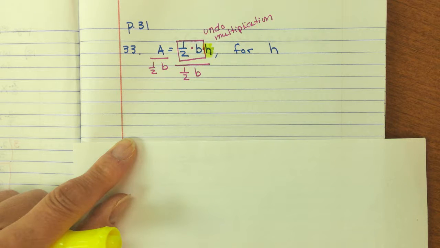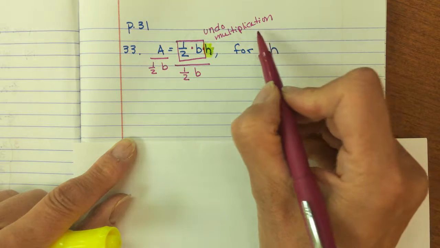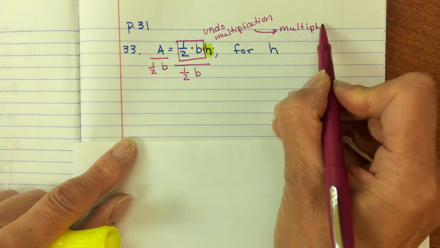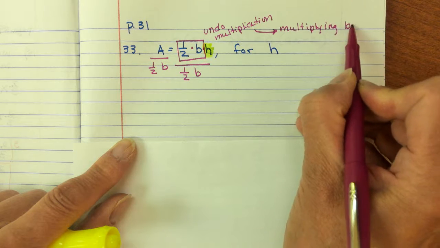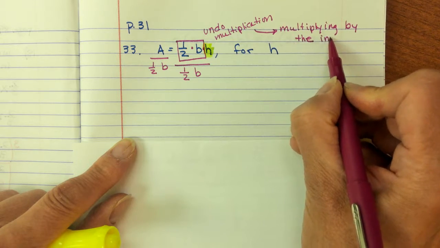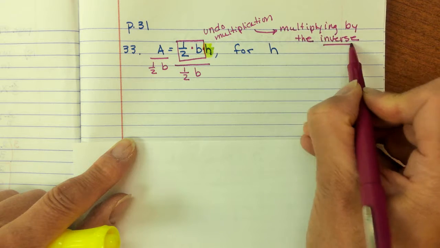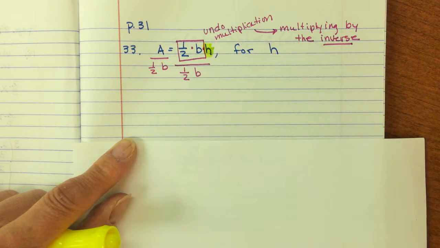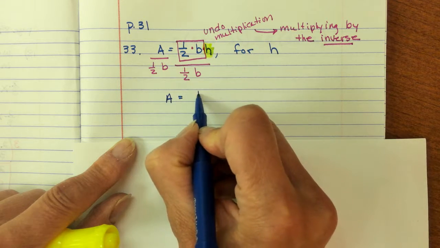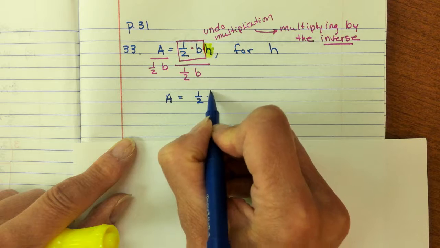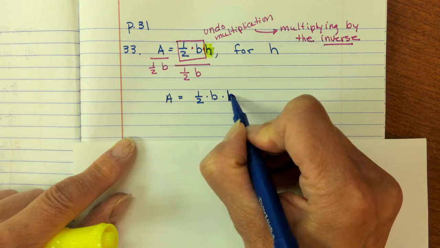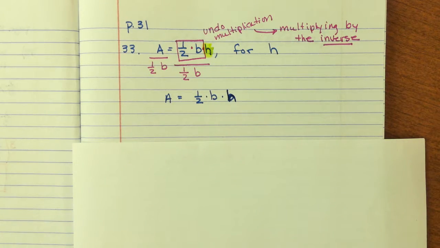So undoing multiplication could simply mean multiplying by the reciprocal or the inverse. That's what we're going to think about here. So let me rewrite this problem. I have A is equal to 1/2 times B times H. So I want to solve for H.